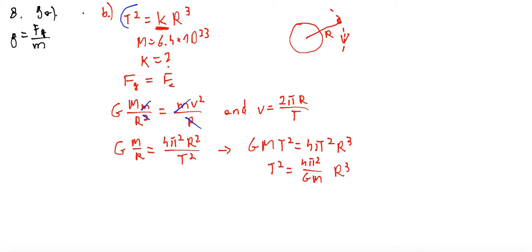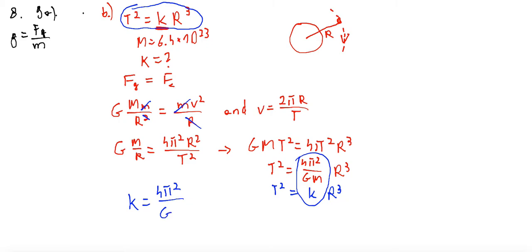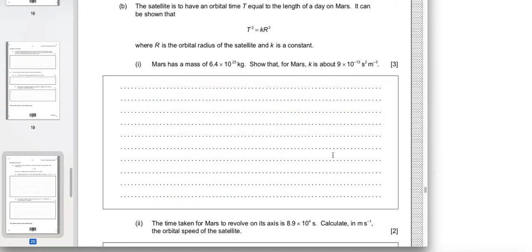Here it's written that T squared is equal to k times r to the power of 3, so k is equal to 4 pi squared over G M. So M is given, G is a constant, 4 pi squared is a constant, so you can calculate k, and it should be 9 times 10 to the power of minus 13. Okay?